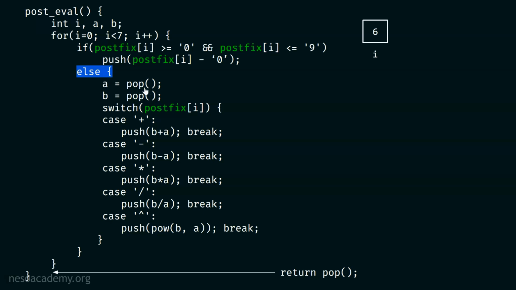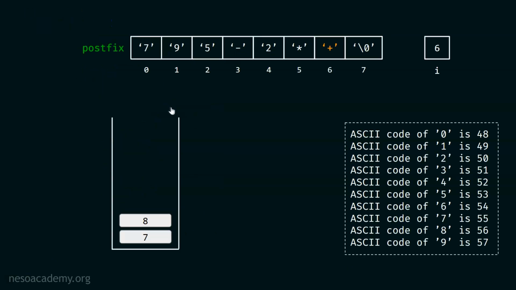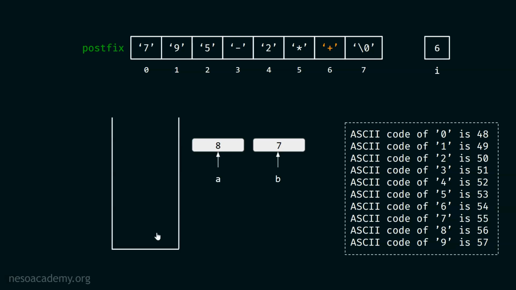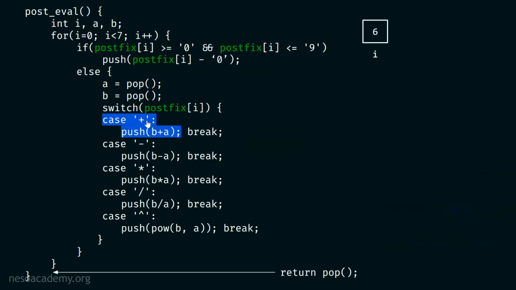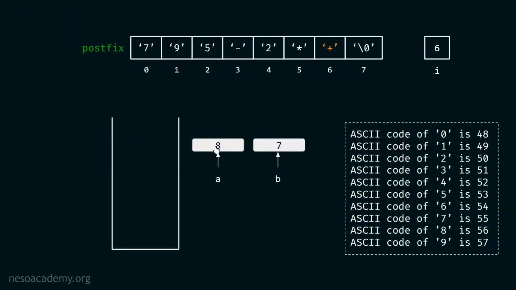And after this, of course, we'll pop two elements out of the stack. These are the two elements, 8 and 7. 8 will get stored in variable A and 7 will get stored in variable B. After this, we have to add these two variables, right? This case will be evaluated, which means push B plus A. What is B plus A? B plus A is 7 plus 8, which is equal to 15, right? So 15 will be pushed inside the stack.